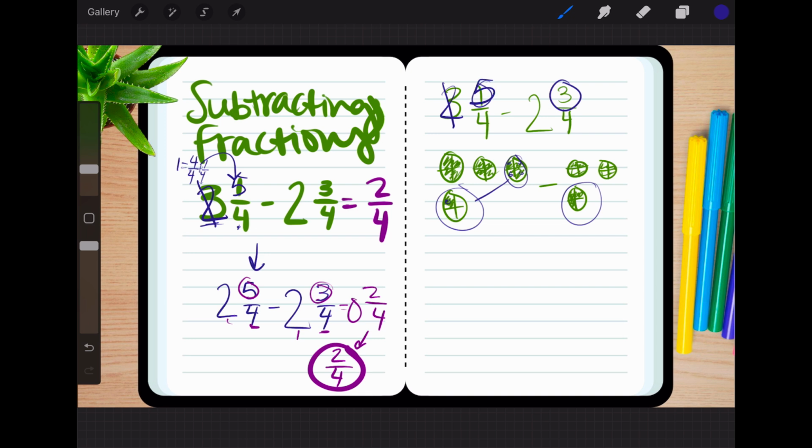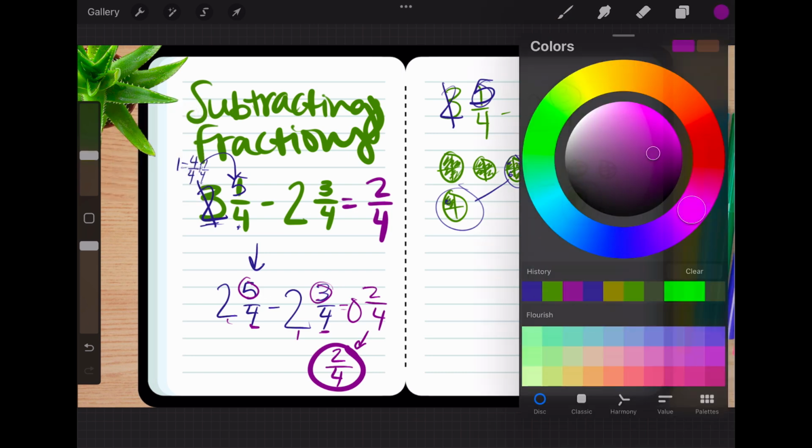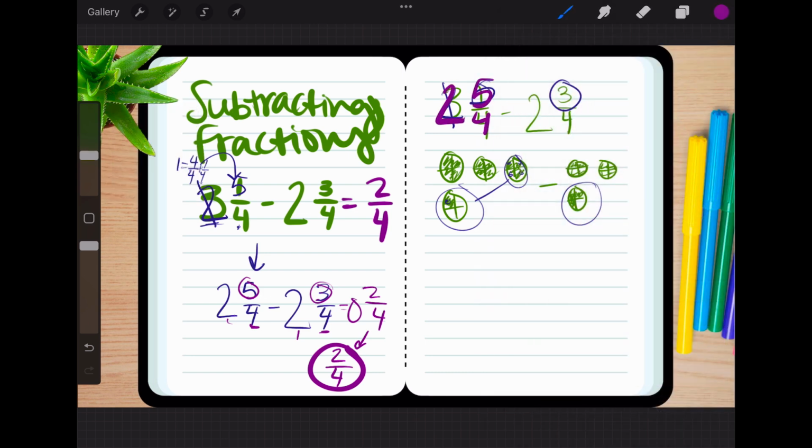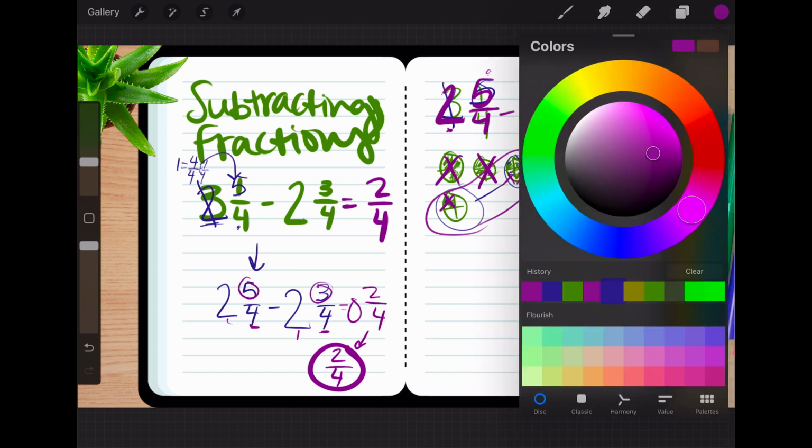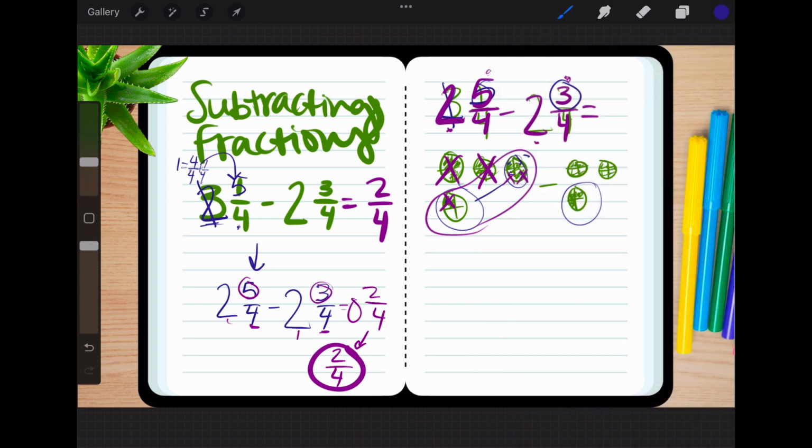Then I just have those 2 wholes left over, you can see. Okay, so now I am going to just rewrite that real quick. 2 and 5/4 minus 2 and 3/4 equals, well, let's see. I've got to do 5/4 minus 3/4. So I'm just going to subtract 3 pieces of those fourths. 1, 2, 3. I'm left with 2/4, but I also have to subtract my 2 wholes. So I'm going to take off 2 wholes. Boom, boom. Okay, so now what am I left with? 2/4. There's my answer.